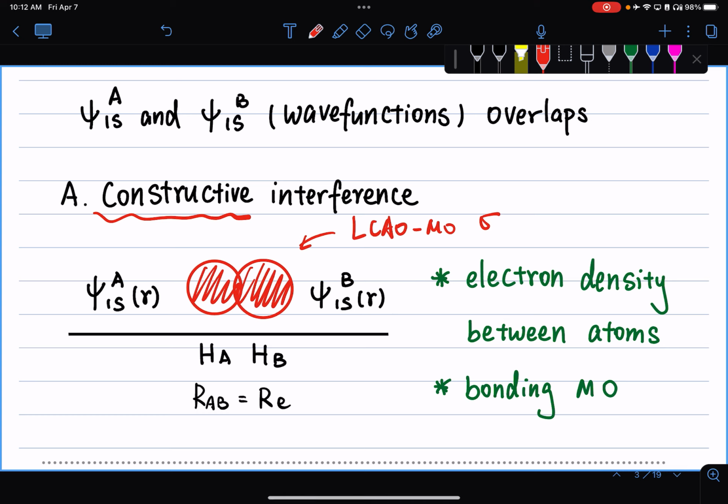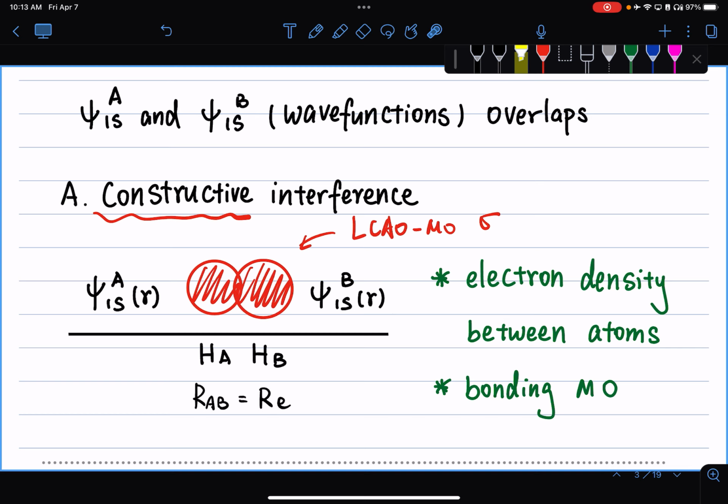So this is a sigma bond here, or a sigma MO here. And in the sigma MO, what we have is electron density in between atoms. So if you take this wave function and square it, you'll see a large probability in between the two atoms. So this is our bonding MO because we have electron density in between atoms. So the bonding MO is a result of constructive interference, or constructive linear addition, of two atomic orbitals.